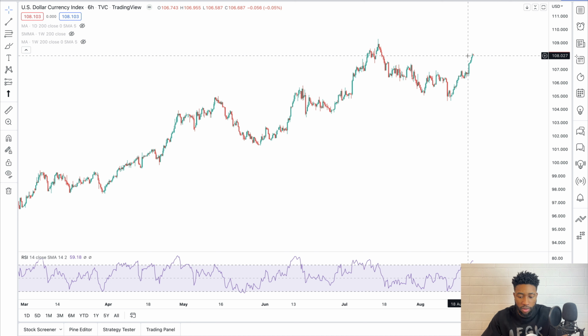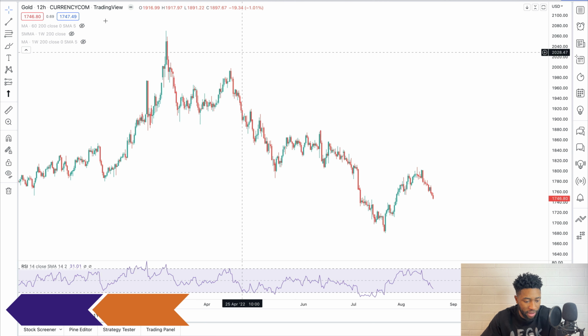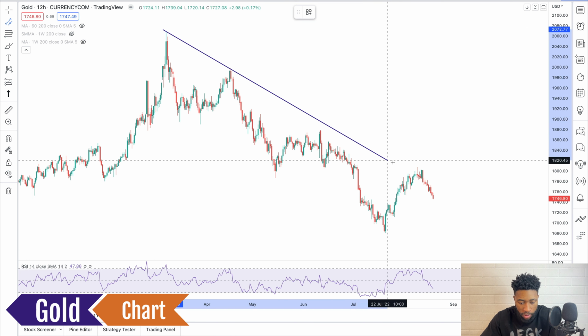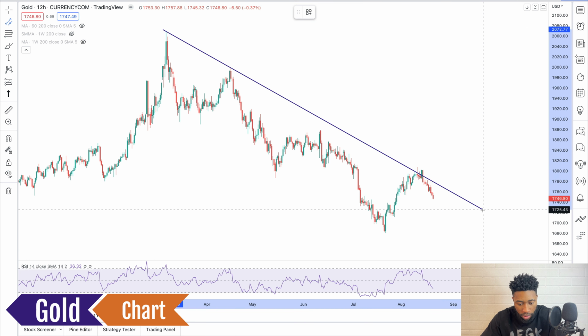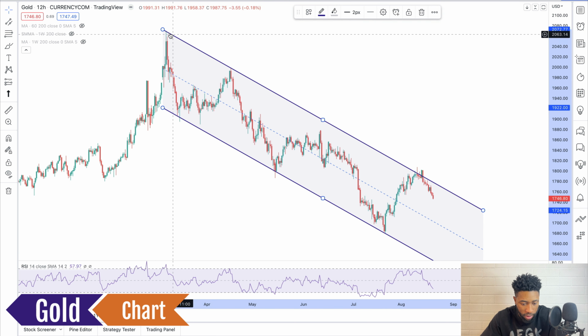So now we're going to take a look at gold. This also affects gold significantly, and we're going to see that in just a minute. So moving on, this is a gold chart. This is a 12-hour time frame, and there's something interesting I would like to show you here. I'm just going to draw this channel here on the gold chart and explain something very interesting I found last week.